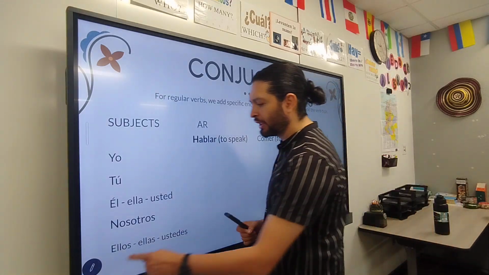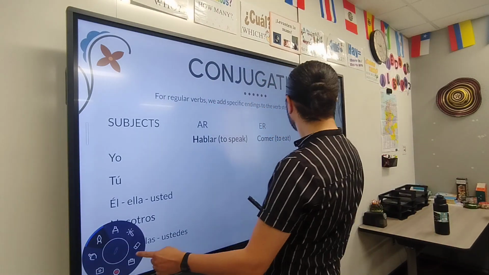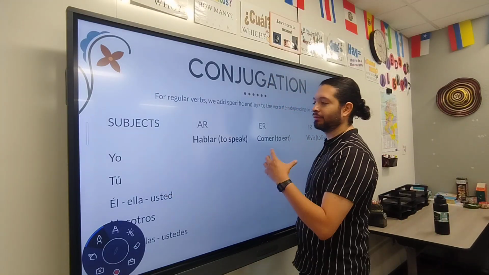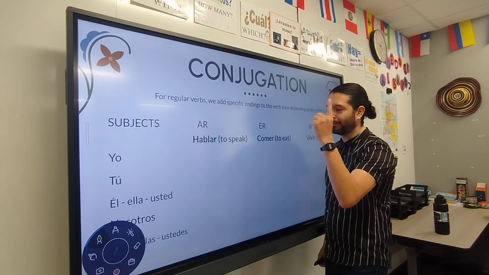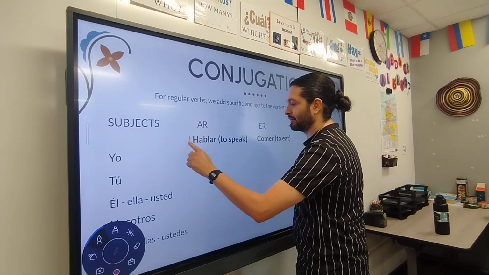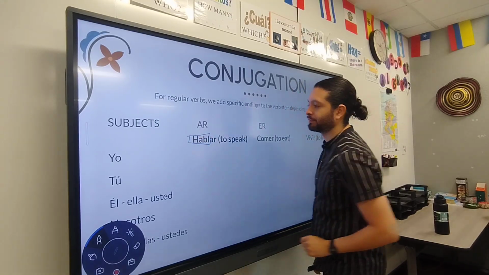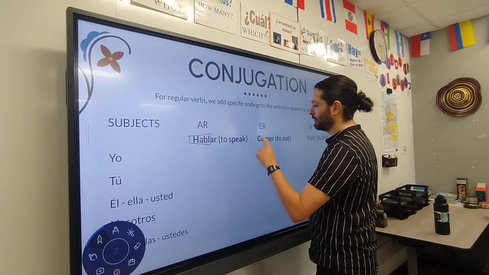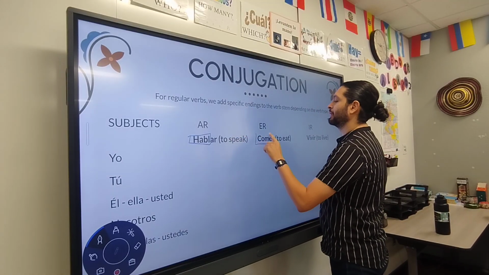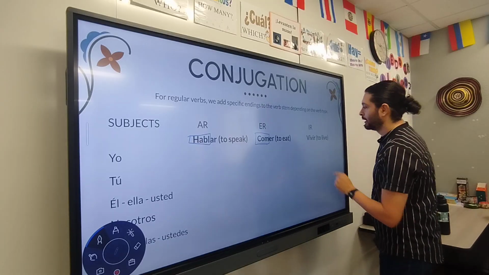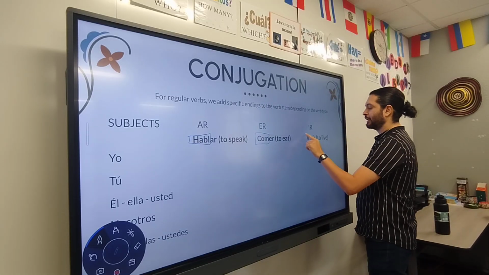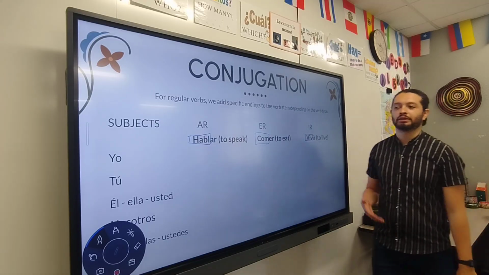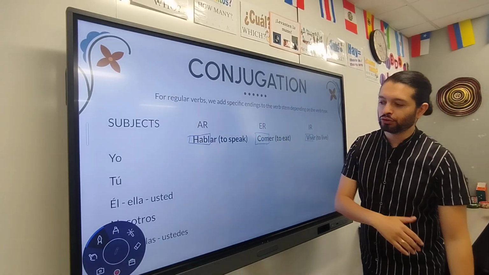So, the first thing that we need to do is to identify the stem. The stem of a verb is going to be the whole verb except its ending. So, for example, for hablar it is HABL. For comer it is going to be COM. And for vivir it is going to be VIV. Those are going to be our stems, and that's what we're going to use to conjugate them.